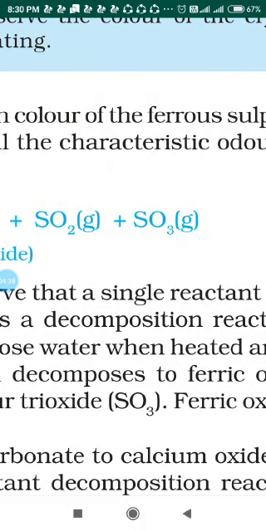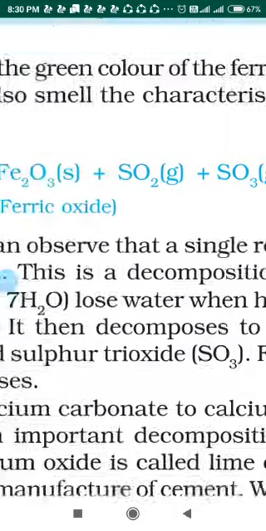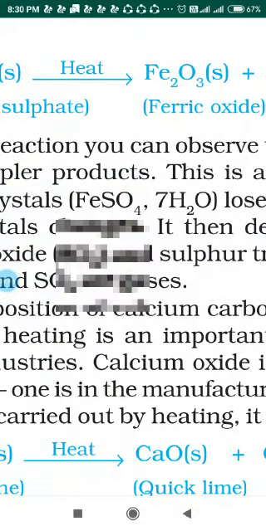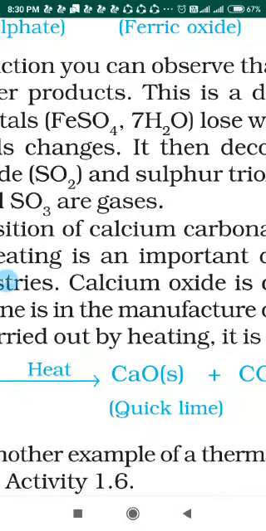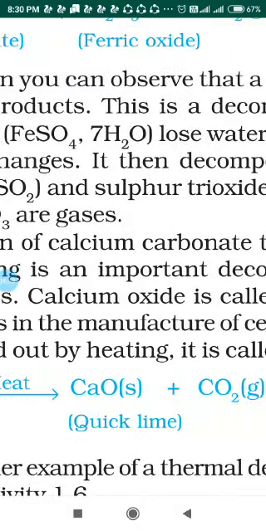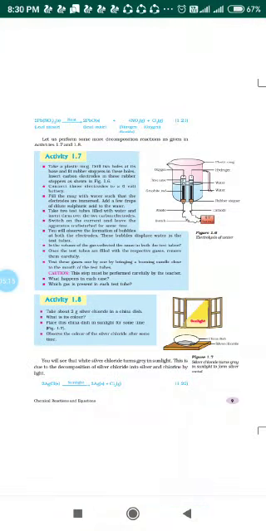Since one substance here gives three new substances, it is a decomposition reaction. Other example, when limestone, that is calcium carbonate, is heated, it gives calcium oxide, quicklime, and carbon dioxide. So it is a decomposition reaction. Heating of metal carbonates and metal bicarbonates are examples of decomposition reaction.